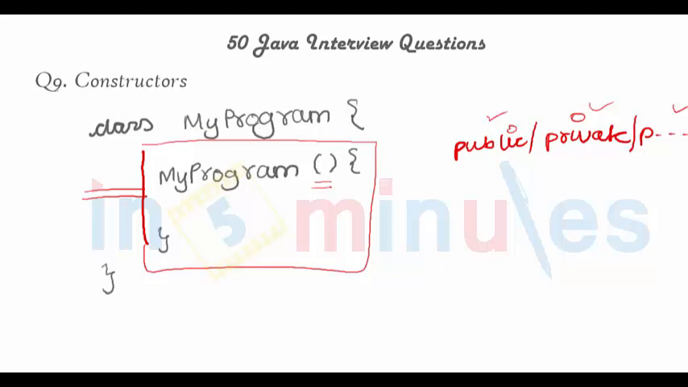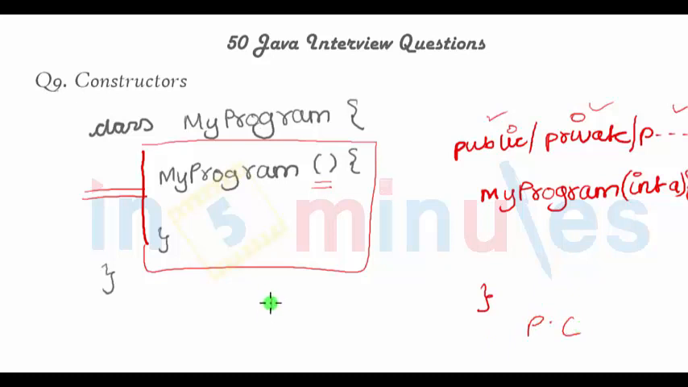What are the other types of constructors that you can have? Of course, you can have a parameterized constructor. A parameterized constructor would look something like this. My program with int a, which is the parameter, and you can do whatever you wish inside. So this is a parameterized constructor and this is a default constructor.